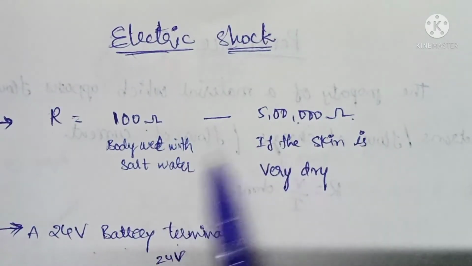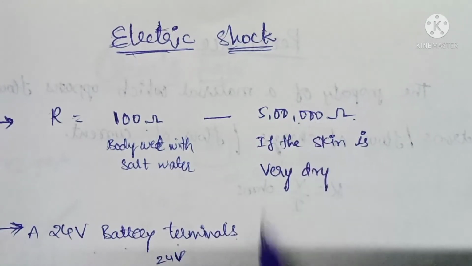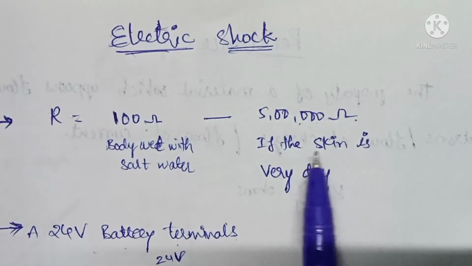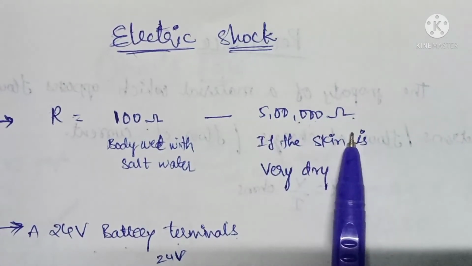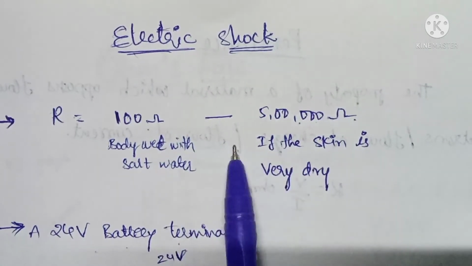Generally, our body offers a resistance of 100 ohms to 5 lakh ohms. If our body is wet with salt water, it offers a resistance of 100 ohms. And if our skin is very dry, then it offers around 5 lakh ohms. So from 100 ohms to 5 lakh ohms, our body offers resistance.